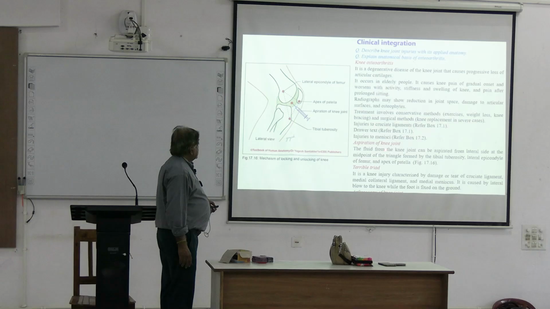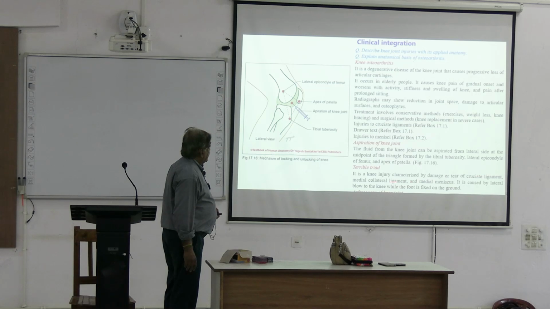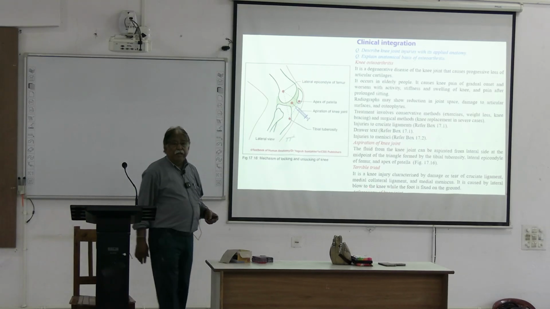See, this is the terrible triad. It is a knee injury characterized by damage or tear of the cruciate ligament, medial collateral ligament, and medial meniscus. It is caused by a lateral blow to the knee while the foot is fixed on the ground.